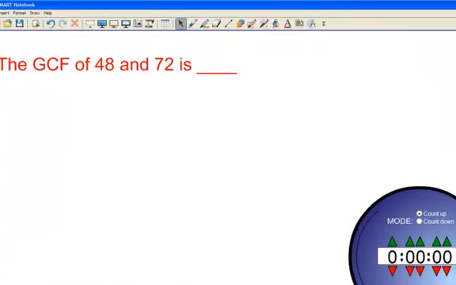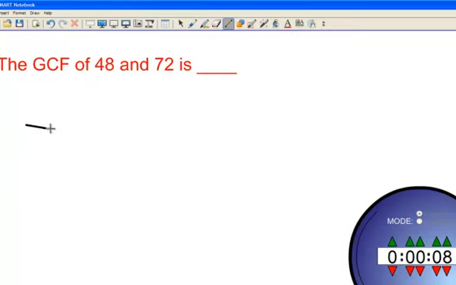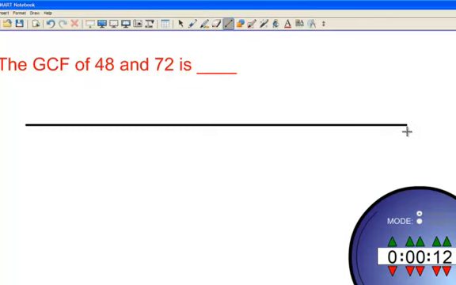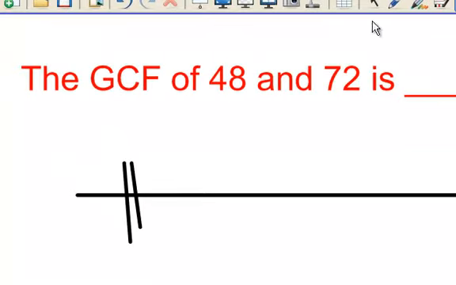So let's see. I'm going to press my start button there. And I am on the clock. So the first thing I'm going to do is do up a little T-chart here. I'm going to draw it up horizontally. I'm going to list out each factor for 48 and 72. So I got my little T-chart listed out there.